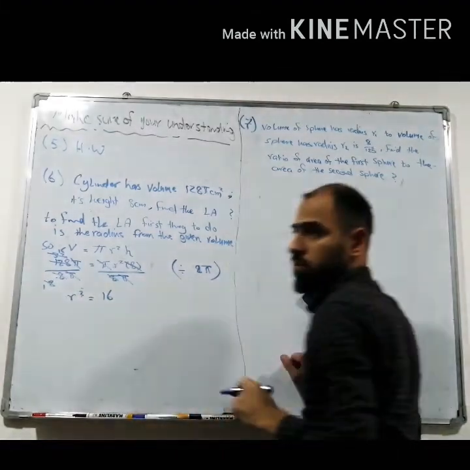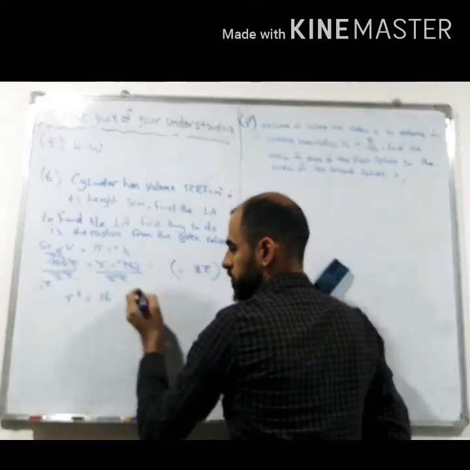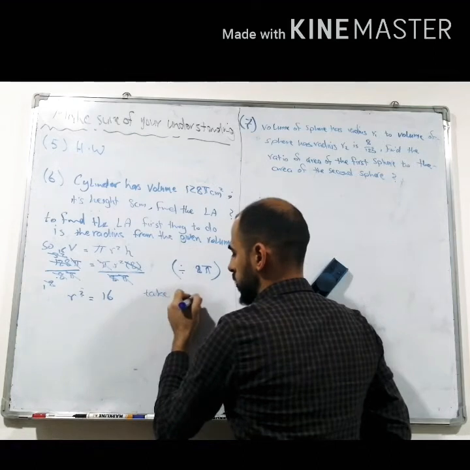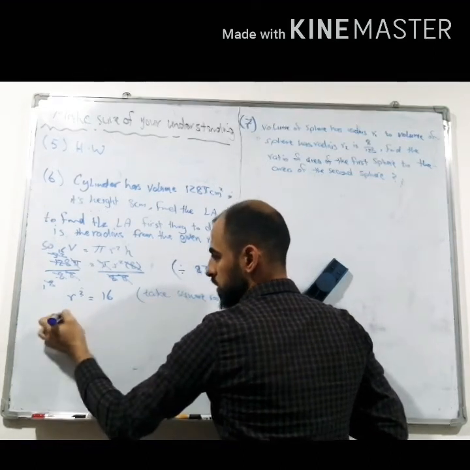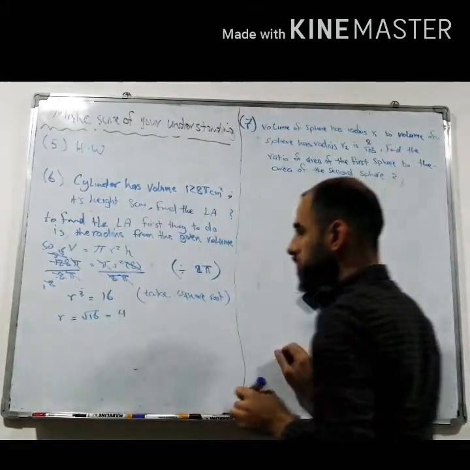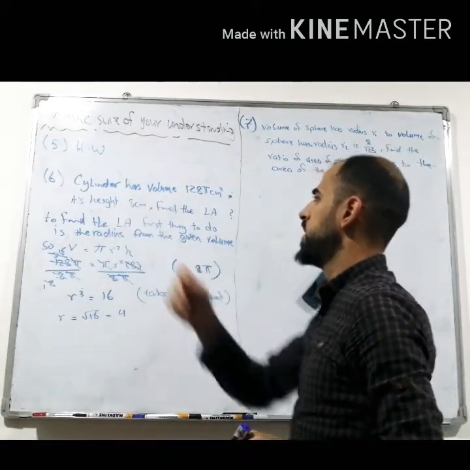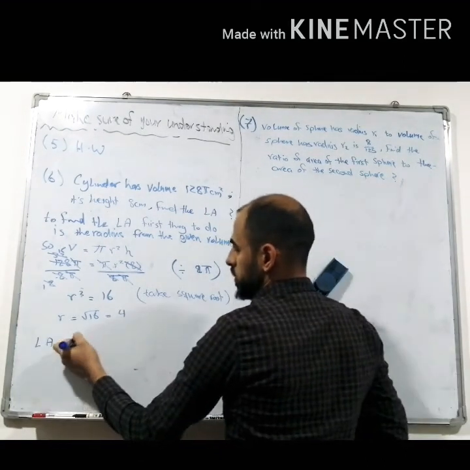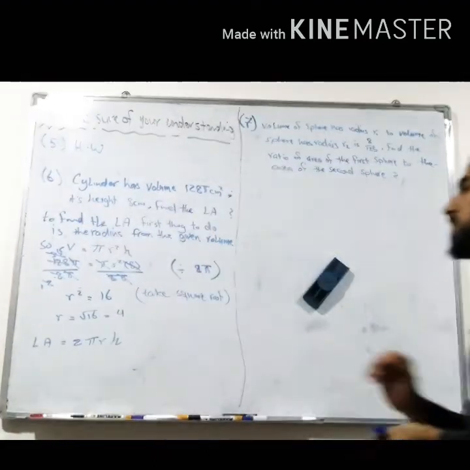Now to find r, we have to reduce the power of r, so we take the square root of both sides. Then r equals the square root of 16, which equals 4. After we find the radius, and we have the height, which is 8, we will use the law of lateral area, 2 pi r h.